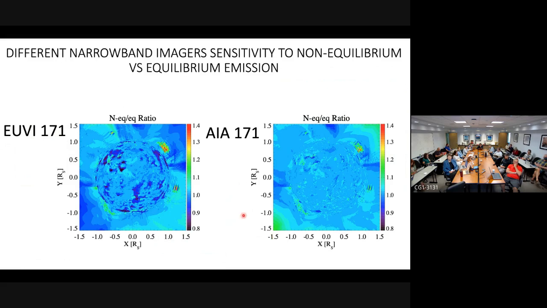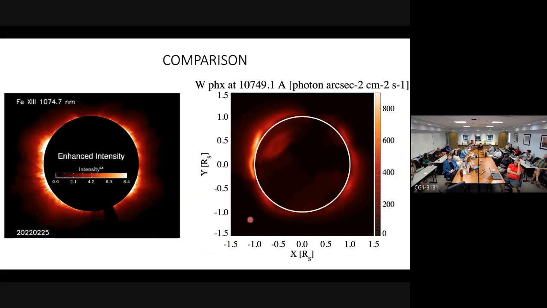You might be inputting errors of like 40% by assuming that your emission is coming from equilibrium ionization. And also, if you look at the same channel but two different instruments, of course, you have a completely different sensitivity that depends on the regions, etc. So this is a comparison to CoMP observation.